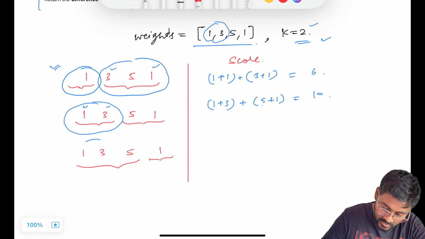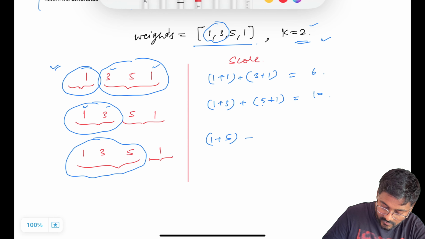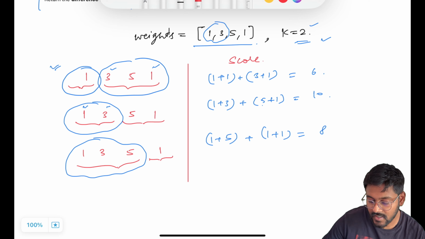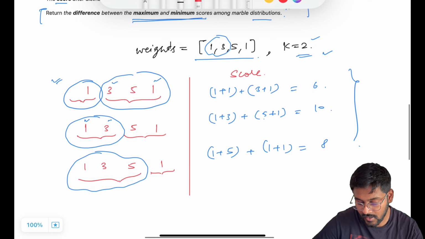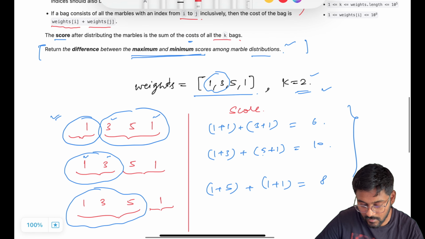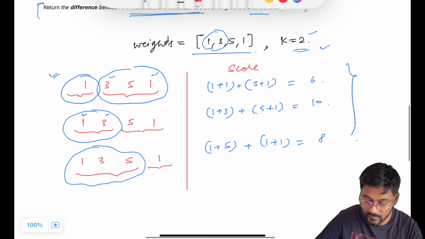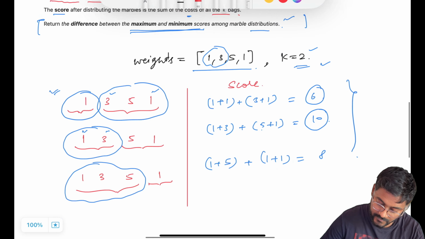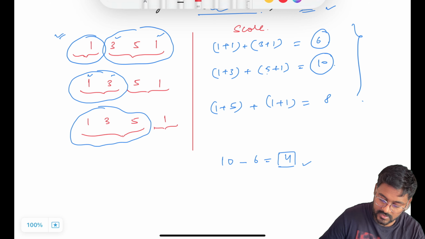And in this possibility, the first 3 elements are in the first bag. For the first bag 1 plus 3 plus 5, and the second bag 1, so 9 and 1, that is 10. So these are the scores from different possibilities, and from these scores what I have to return is the maximum and the minimum score among the marble distributions. So what is the maximum score? Maximum score is 10 here, and the minimum score is 6 here. Then the difference between the maximum score and the minimum score is 10 minus 6, that is 4.